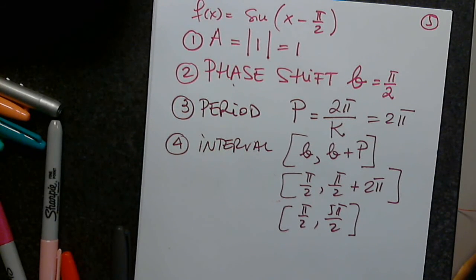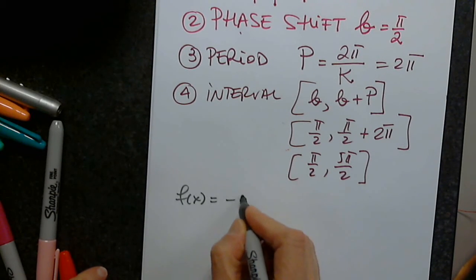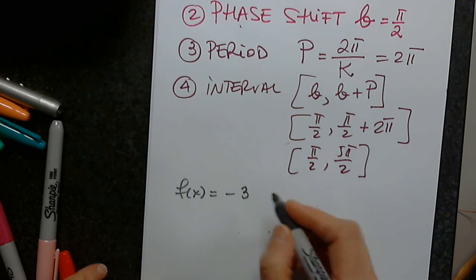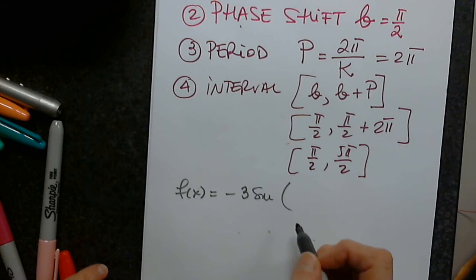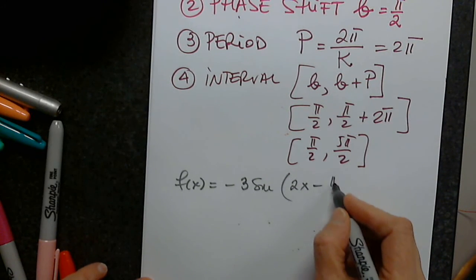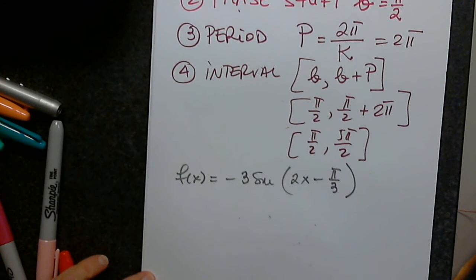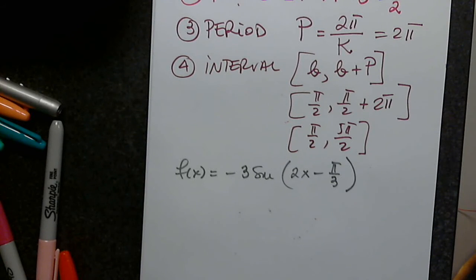Any questions? What about the following function? F of x equals -3 sine of 2x minus pi over 3. I want all the 4 steps.